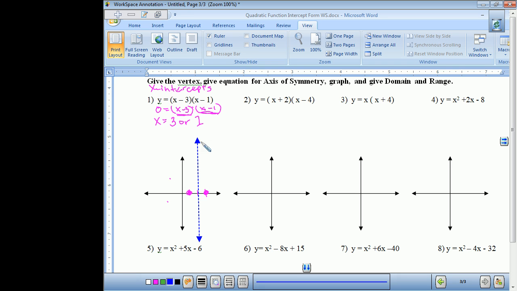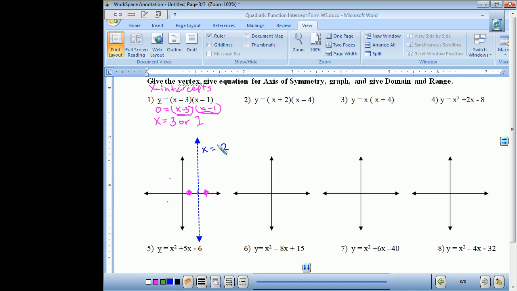What is the equation for this line of symmetry? It's x equals, and what is the x value for that line? 2. Because halfway between 1 and 3 is 2. All right. We also said that the vertex, that highest or lowest point of a quadratic, always falls on the axis of symmetry.